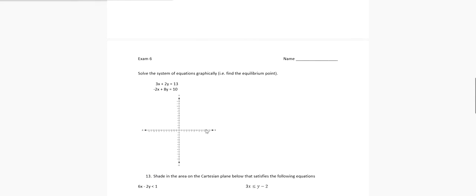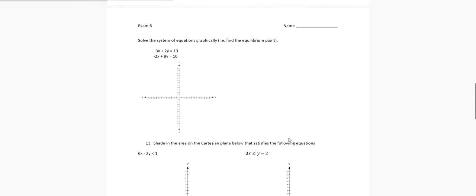For 13, here we have 2 lines to draw. So here we got 3x plus 2y equals 13. I'm going to solve this again for y. So 2y equals minus 3x plus 13. This is pretty ugly. y equals minus 3 halves x plus 13 halves.